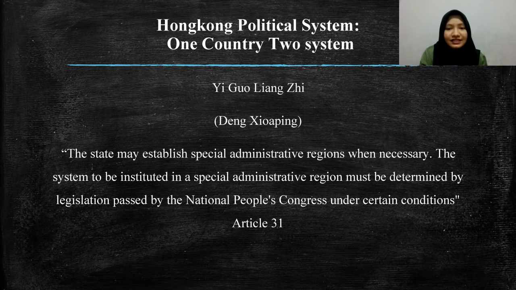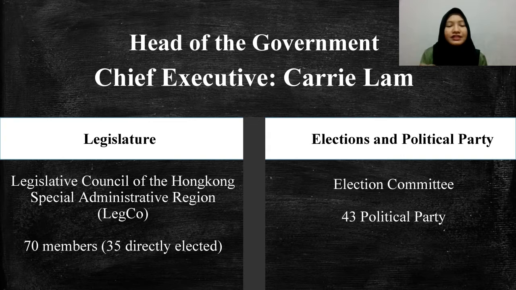In its political system, Hong Kong is ruled by the chief executive as the head of the government. The chief executive is the highest government position in Hong Kong, which was formed to replace the post of Governor of Hong Kong. In the 5-year tenure, the chief executive is responsible to the Central People's Government, or the CPG, and the president of mainland China.